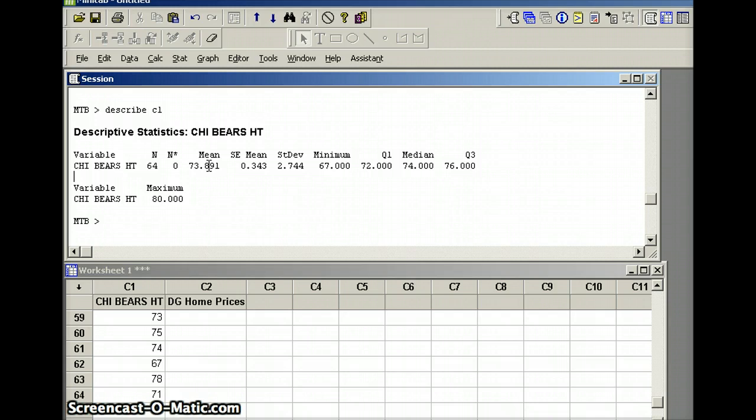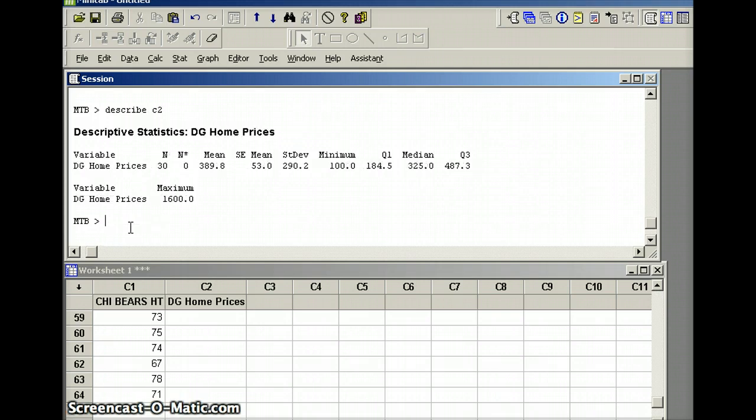So on average, a professional football player is about 6 feet 2 inches tall. Clearly, this is higher than the average population. And let's take a look at the average selling price for a listed home in Downers Grove. So I'm going to say describe C2. And what do we get? You will notice there that the average selling price is $389.8. $390,000 is the average selling price.